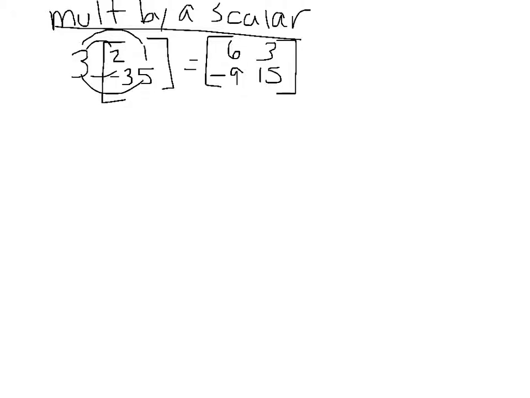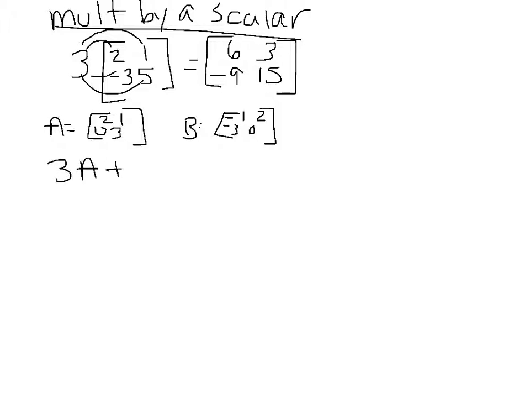Oftentimes when we do problems like these, we'll set up some matrices. So we'll say matrix A is 2, 1, 0, 3. Matrix B is negative 1, 2, negative 3, 0. And then from there, we'll do some operations. So we might say 3A plus B. So we know since we're doing addition, they have to be the same dimensions, which they're both 2 by 2. So we'd say 3 times matrix A. So I'm going to multiply everything in matrix A times 3, which would be 6, 3, 0, 9. And then to that, we're going to add matrix B, which is negative 1, 2, negative 3, 0.